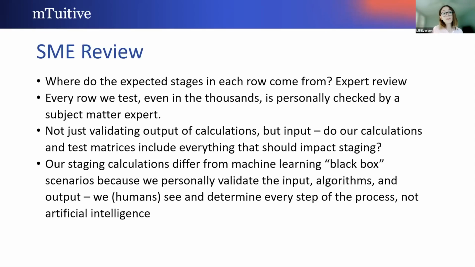The other important part of the subject matter expert review is not just validating the output, but also the input. So do our calculations and our test matrices include everything that should impact staging? For example, maybe in the matrix or even in our calculations, we could have been missing a question. So our subject matter experts will actually go back to the eCC, and oftentimes we will use the XML comparator tool that Eric showed and make sure that there isn't anything missing by comparing that to the actual checklist and expert and making sure that there's nothing missing from the calculation.